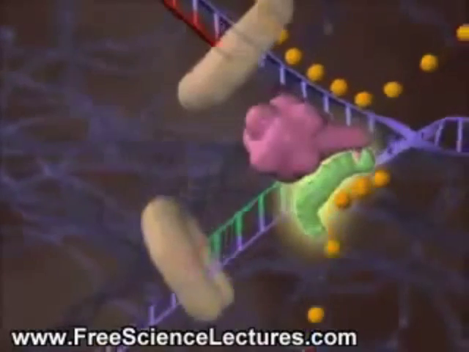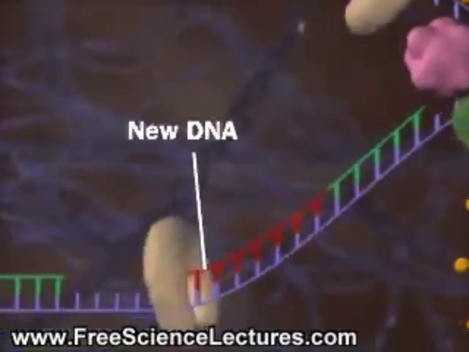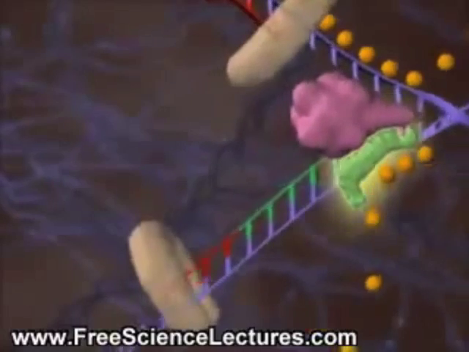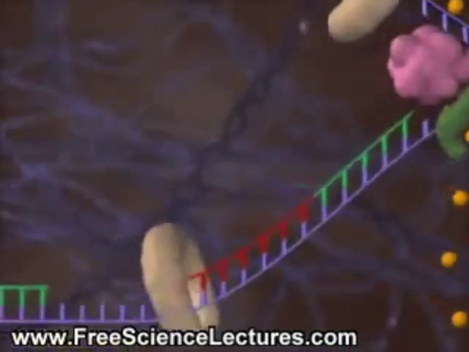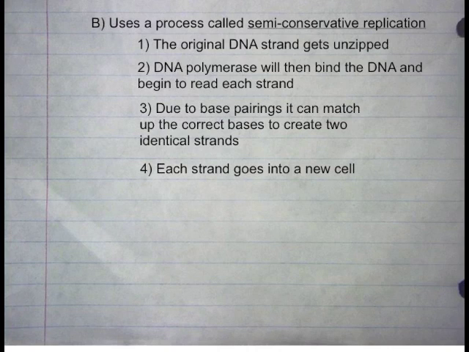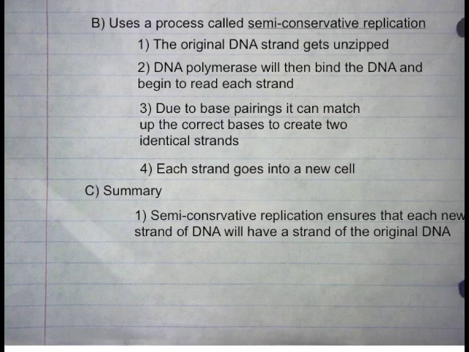Here we see the protein binding once again, and thanks to the magic of base pairings, every A will have a T on the other side, and every G will have a C on the other side. This ensures that both strands are going to be identical. Each strand goes into a new cell. The genetic information in a bacterial cell is stored in the form of a double-stranded, covalently closed circle of DNA. We'll have a strand of the original DNA as well.